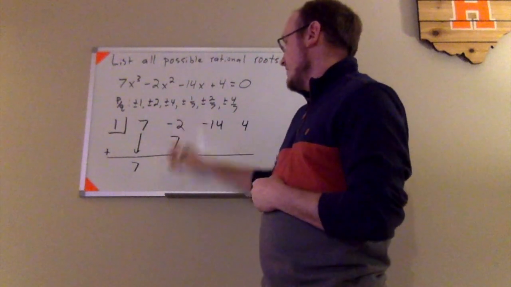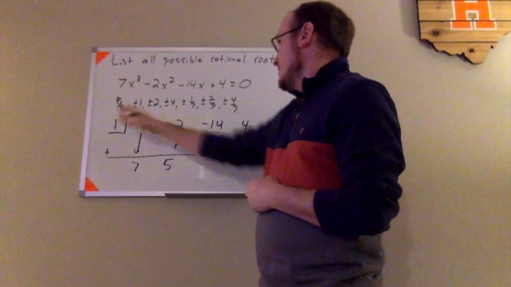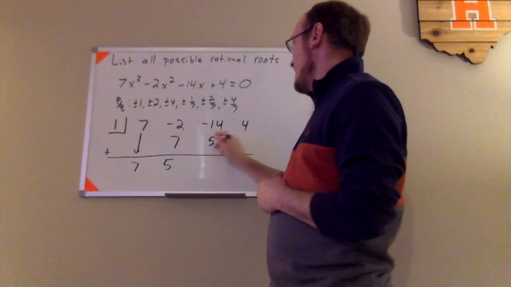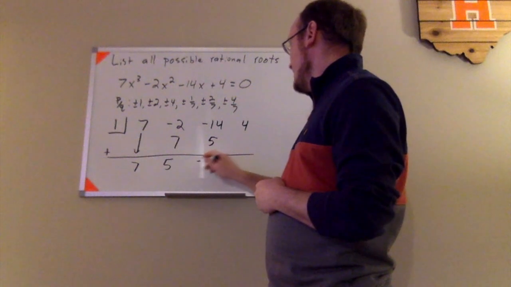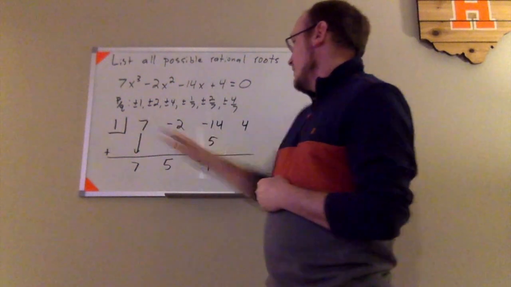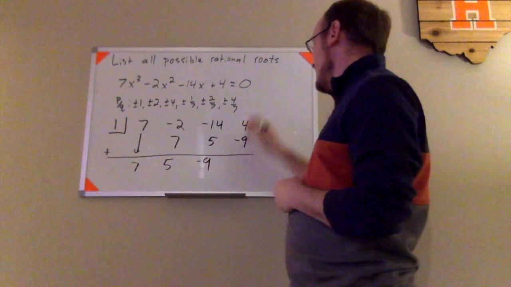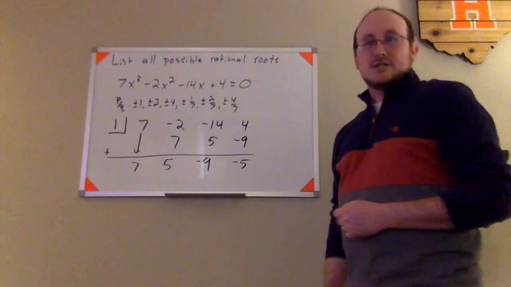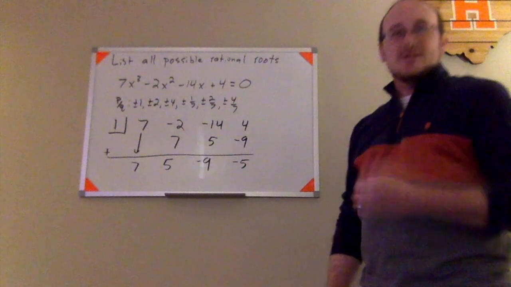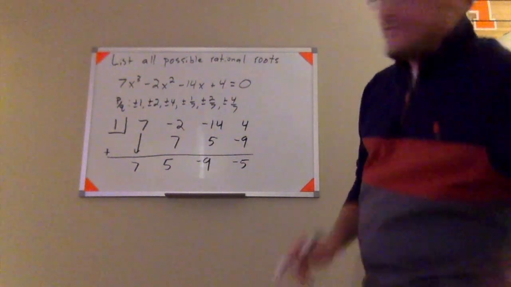Add the column. Negative 2 and 7 makes 5. 1 times 5 makes 5. Add the column right there. I get negative 9. And 1 times negative 9 is negative 9. And add the column right there, and I get negative 5. I didn't get 0. So 1 is not a root of this equation.